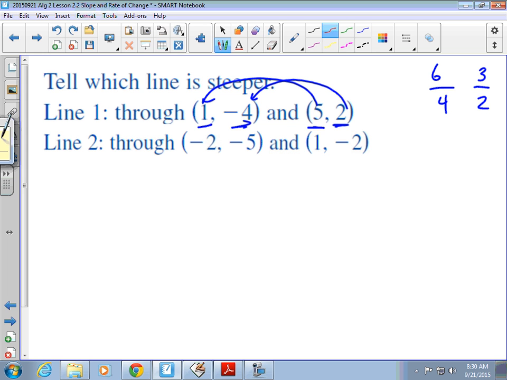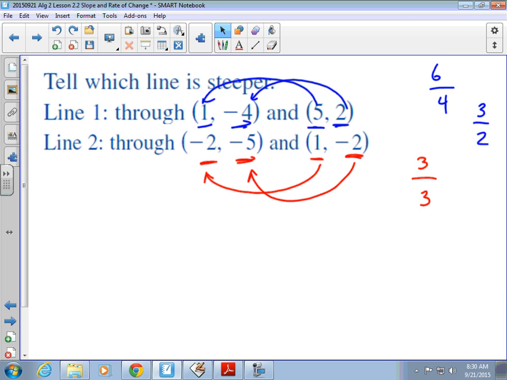Do the same with the second line. -2 and -5 are your y values. -2 minus a -5 means plus 5. -2 plus 5 is 3. 1 minus a -2. You go the same direction. Minus a negative means 1 plus 2. 3 over 3. So now you have two different slopes to compare. You got 3 over 2 to compare, and you have 3 divided by 3, which is 1.